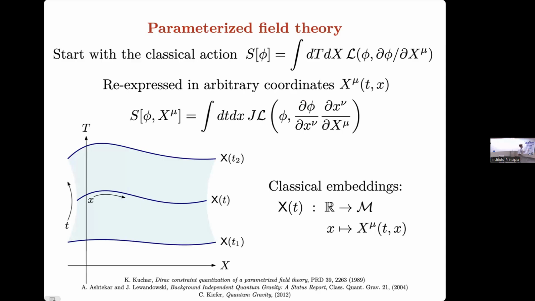And so this was first studied by Kuchar and then others, Ashtekar, Lewandowski, it's in Kiefer's book as well. So the idea is that these embedding fields, x mu, are going to define a foliation of the Minkowski space in this case. And that is like a view evolution? No. This L is just a Lagrangian. Okay. Yeah. For your scalar field.